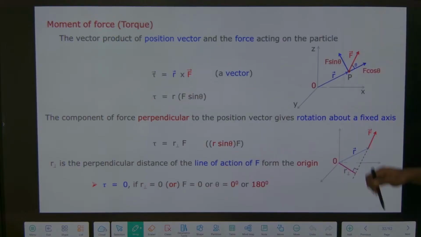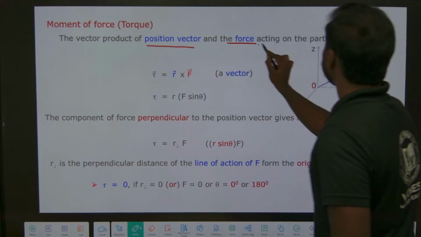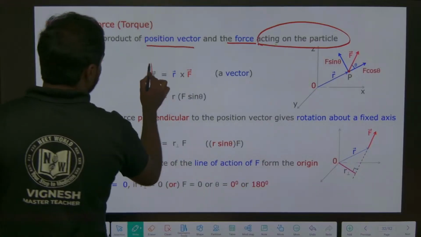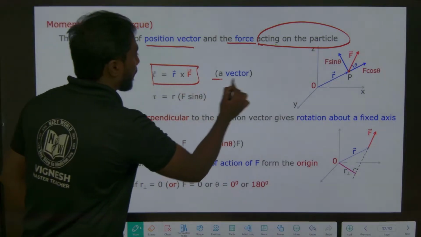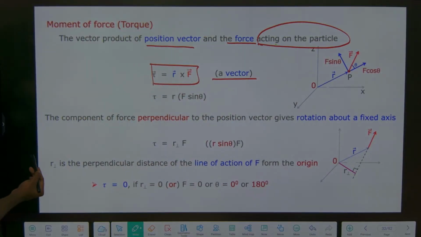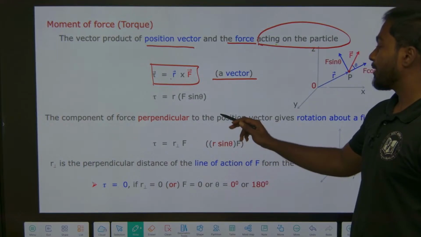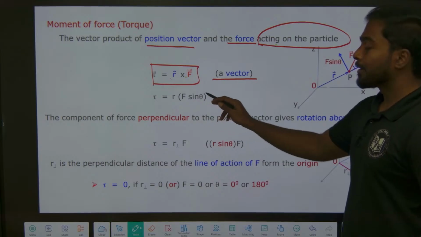Next we are talking about moment of force, torque. The vector product of the position vector and the force acting on the particle is known as torque. The torque formula is r cross F, where torque is a vector quantity. When we do a cross product, the resultant will be a vector; when I do a dot product, the resultant will be a scalar. For a dot product we get rF cos theta, and for a cross product we get rF sin theta.